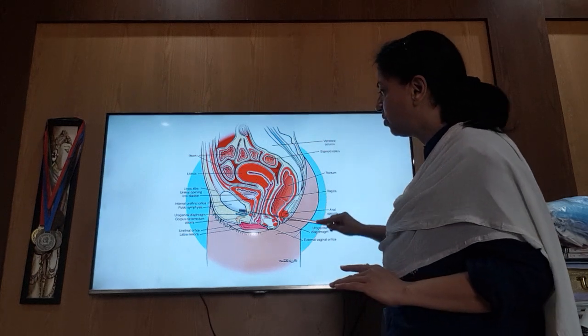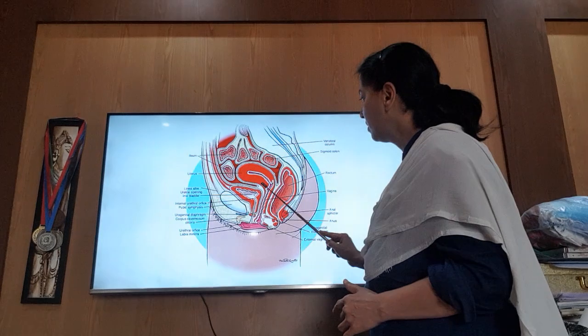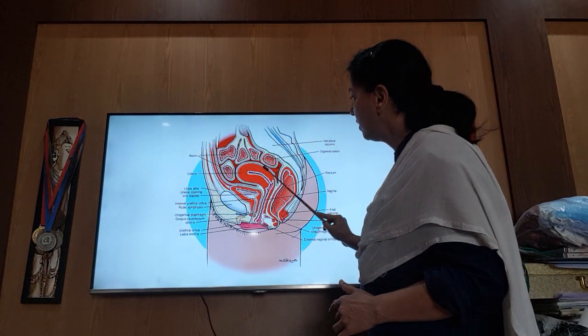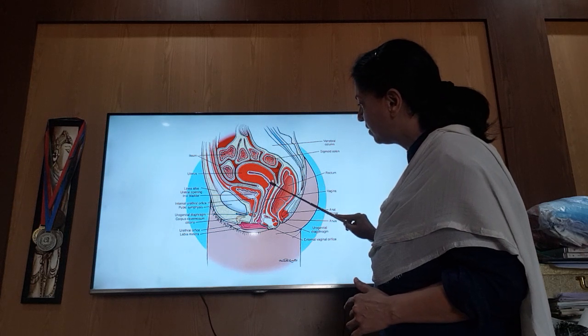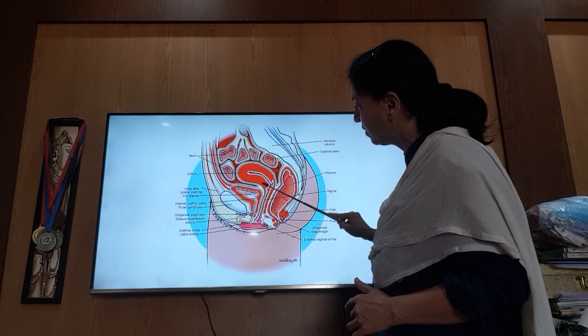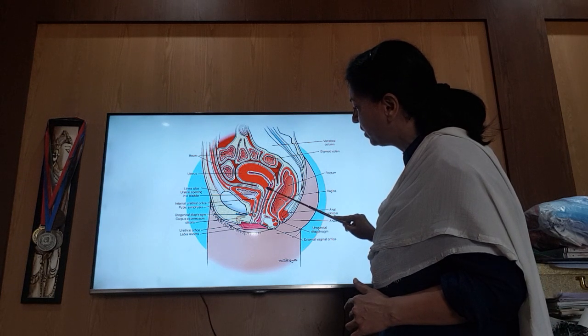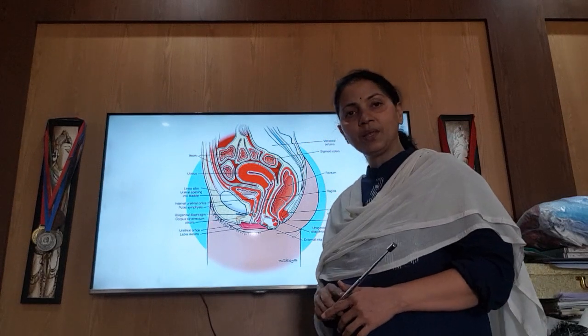Now this is a section of a female pelvis. In female pelvis, you have got this uterus folded over the superior surface of bladder. Then this is the cervix, this is vagina. So this portion of cervix and the upper portion of vagina, they are related to the superior surface of bladder.